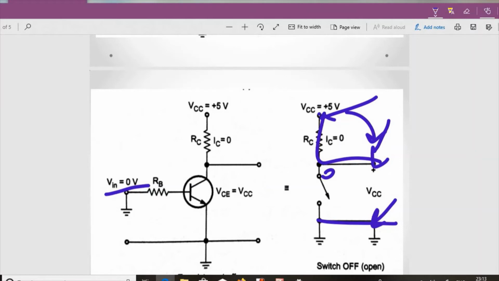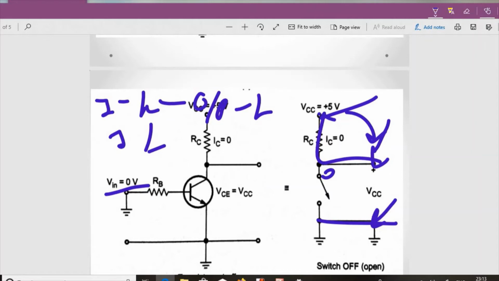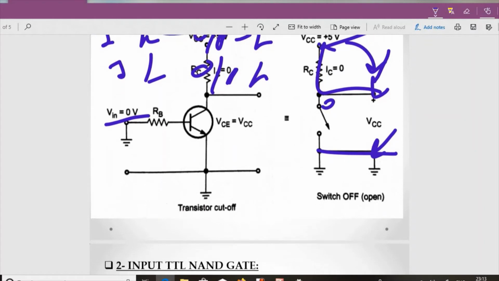Now what is happening, you have literally seen that when you are giving input, this is input, when you are getting high or 5 volt, the output you are getting is low. And when input is low, that is the case we were discussing here, your output is high. So you can literally see that we are getting an inverter. It is inverting the input.